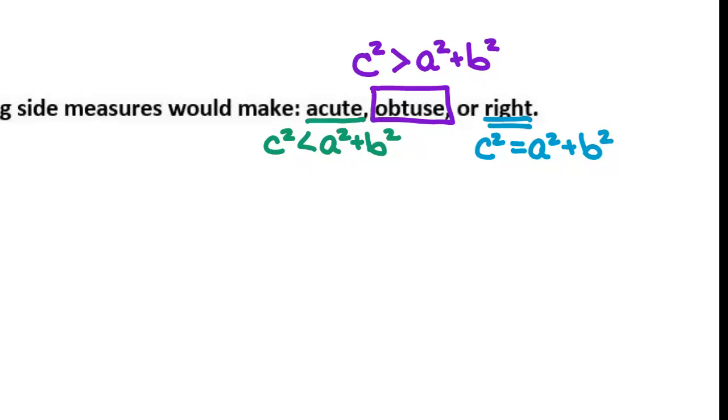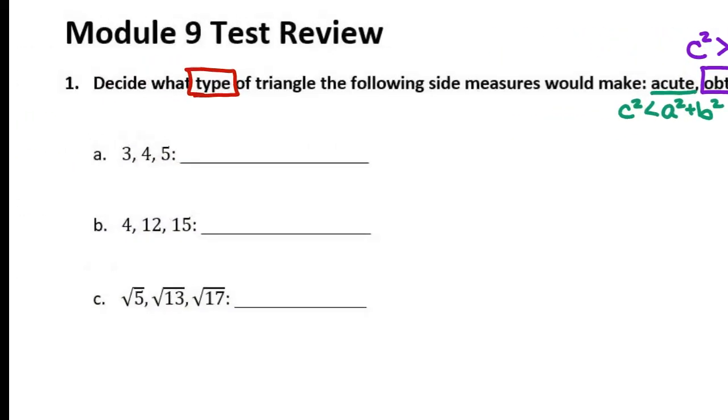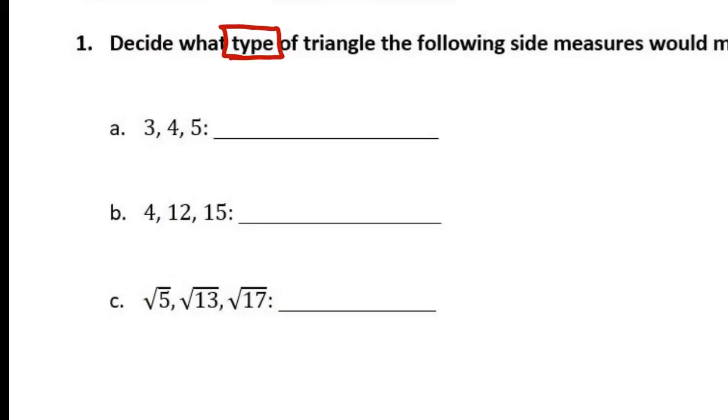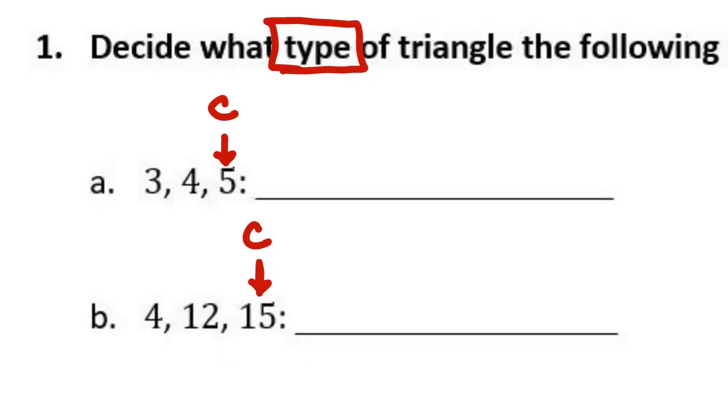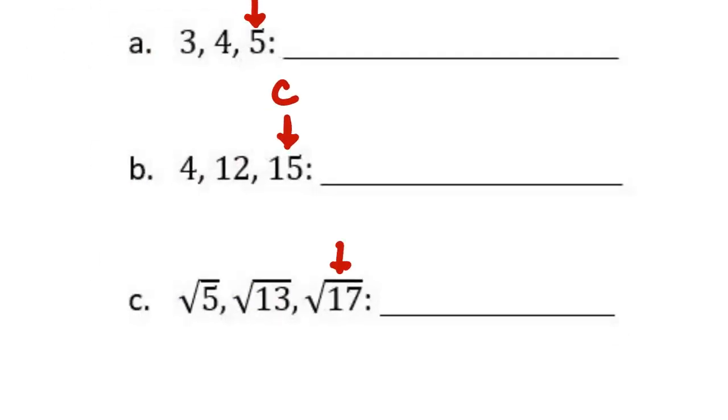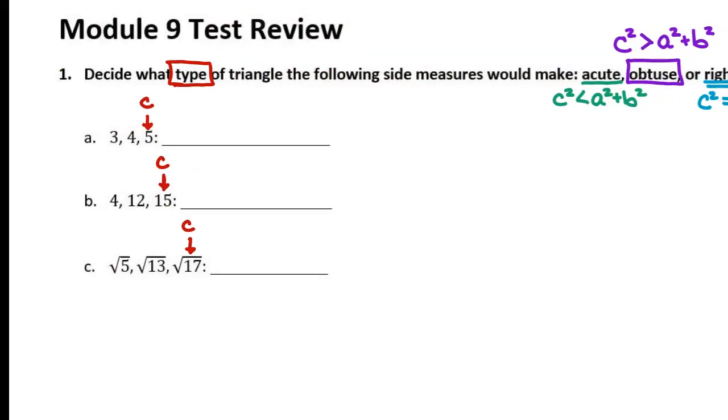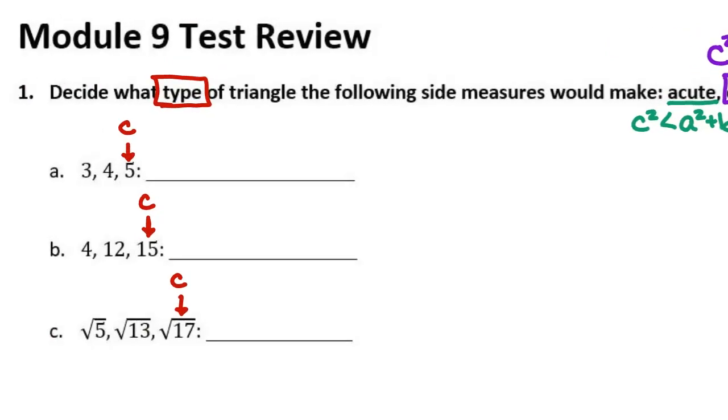That's why it's backwards. So when we're looking at these 3 problems, the way I know which ones are A, B, and C, A and B are interchangeable, but C has to be the biggest one. So 5 would have to be C, 15 would have to be C, square root of 17 would have to be C. The biggest one has to be C. So now we're going to substitute in and see what happens.